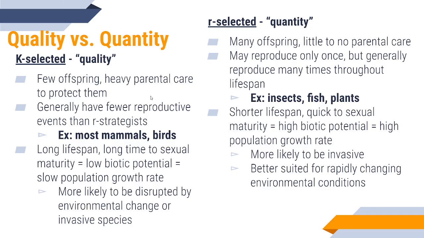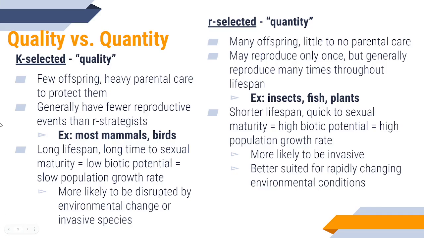A couple of other things here. Few reproductive events, very heavy parental care with the K-selected species, and a long lifespan, as well as a longer time to sexual maturity. And that reduces biotic potential, meaning that those organisms don't have as many offspring. But because they're involved in the care and upbringing, this is where we would see a lot of mammals and birds that tend to care for their young until they're old enough to be on their own, would qualify as K-selected. Organisms that we can typically think of as R-selected are ones that would just have a lot of offspring, as many as physically possible. Insects and plants are a very good example.